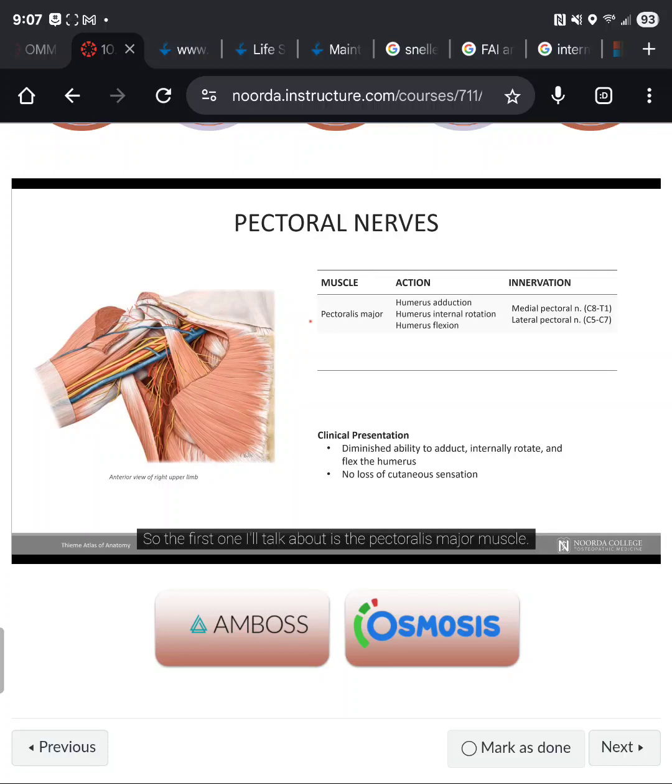So the first one we'll talk about is the pectoralis major muscle, and we can see that muscle here. It's kind of been cut away a little bit, but we can see it here off of the sternum and clavicle. The pectoralis major is going to internally rotate, adduct, and flex the humerus, and that is innervated by both the medial pectoral and lateral pectoral nerves.